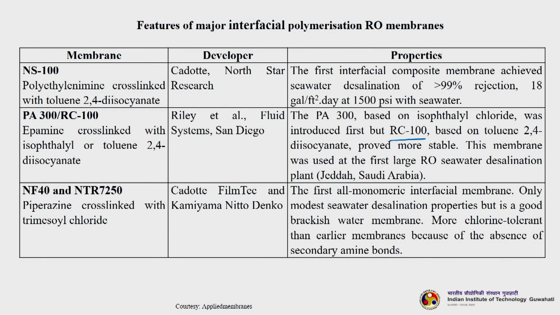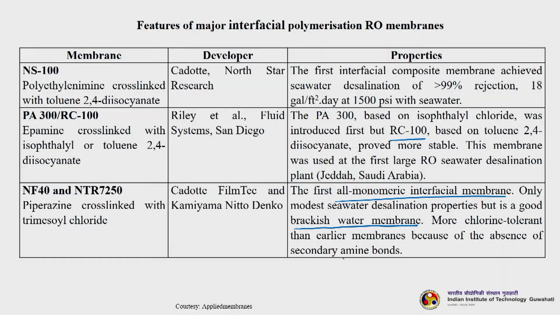The next is NF40 and NTR 7250. These are piperazine cross linked with trimesoyl chloride. Cadotte developed this at Filmtec, and Kamiyama at Nitto-Denko. These were the first all monomeric interfacial membranes. They have only modest seawater desalination properties, but are extremely good as brackish water membranes, because as you know the concentration of ions is less in brackish water. This particular membrane proved to be very good for brackish water and more chlorine tolerant than earlier membranes because of the absence of secondary amine bonds.